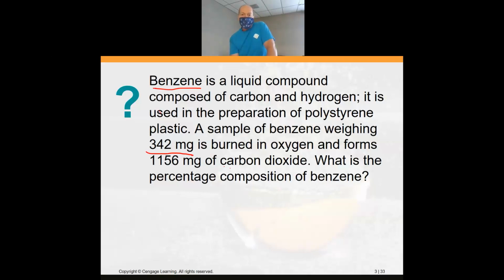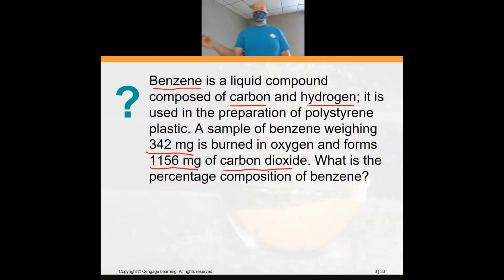All right, so we have our carbon dioxide trap. We weigh it before and after. We do the subtraction and we see that 1,156 milligrams of carbon dioxide was produced. Now that's all we need. Normally you will get the amount of water, but in the reading up here, it says benzene is a liquid compound composed of carbon and hydrogen. We only need the percent of one.